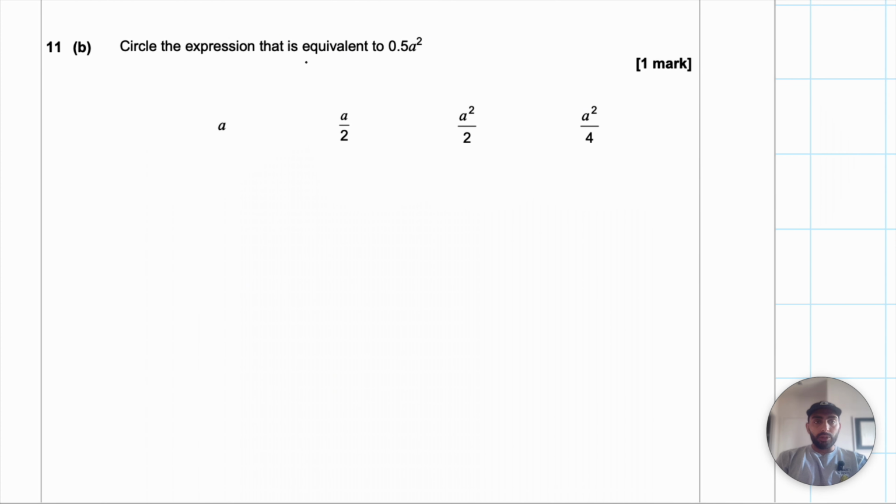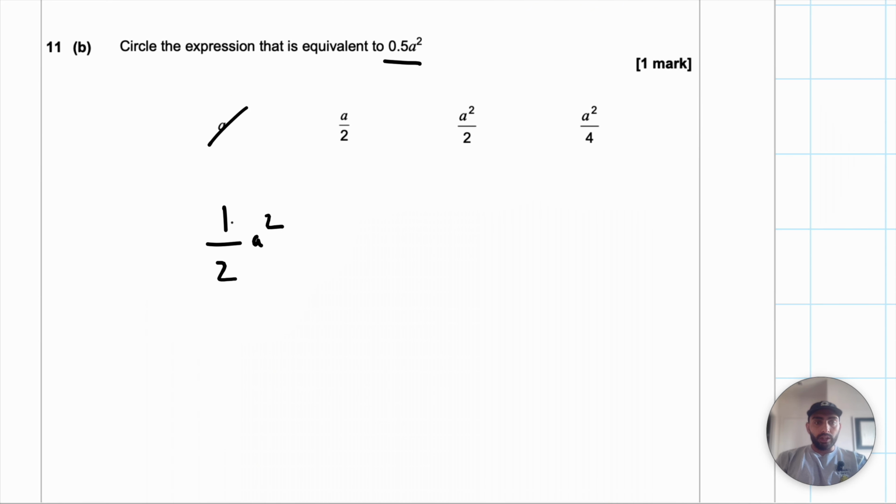Part B, circle the expression that is equivalent to 0.5a squared. So I can see all of these are in fractions apart from this first one. I don't think it's going to be that first one. 0.5 is the same as 1/2. So I could write it as 1/2 a squared. But I can't see that here.